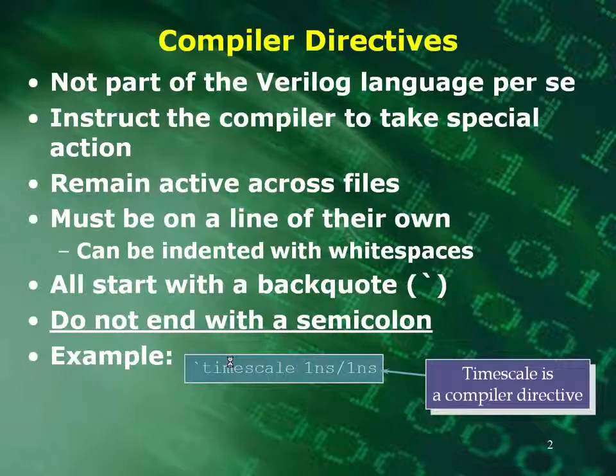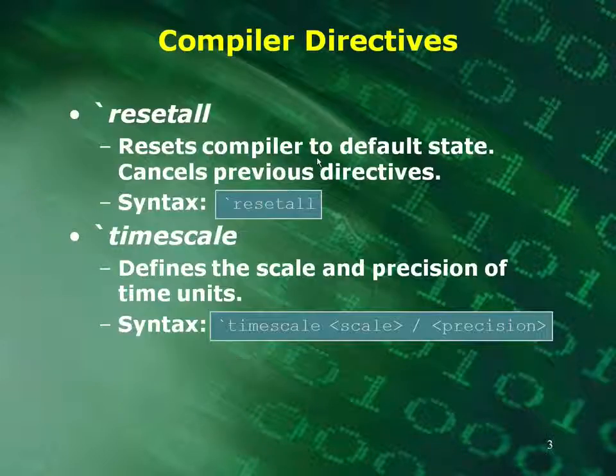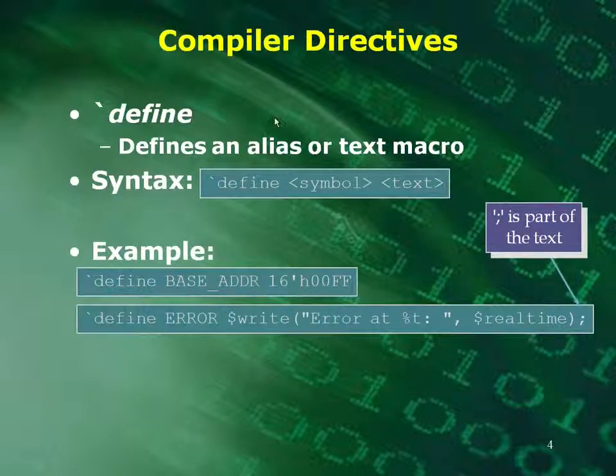There's another one called reset all, and that resets the compiler to the default state and cancels the previous directives. So there's a syntax for it. Timescale, you're familiar with that one already. And the tick define, this is a very useful one. This defines an alias or a text macro. So here's the syntax: tick define, symbol name, and then whatever text that you want to put.